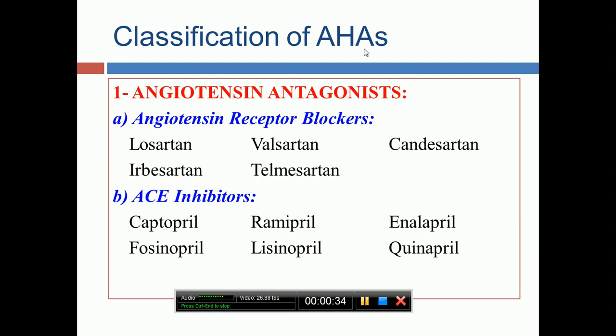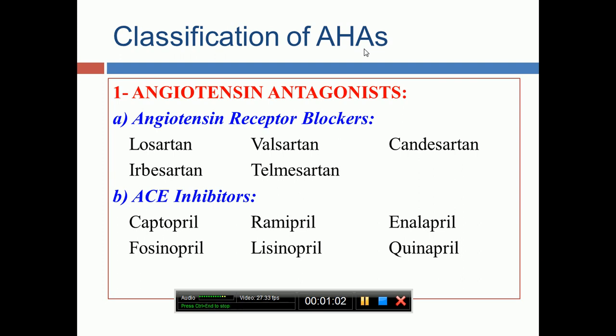The first class in angiotensin blockers or angiotensin antagonists is angiotensin receptor blockers. These drugs block the receptor of angiotensin. These are also called sartans because all the drugs have a suffix ending in sartan: losartan, valsartan, candesartan, irbesartan, telmisartan, and there are many newer agents as well.